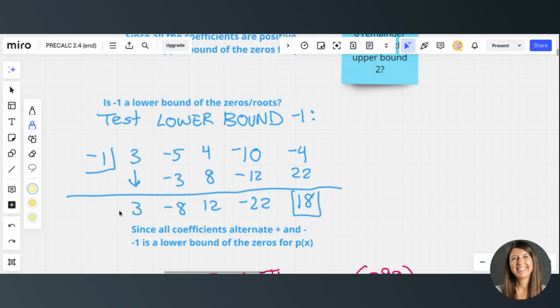But let's look at all the coefficients here, okay? So we go from positive to negative to positive to negative, okay? And since all the coefficients alternate from positive to negative, this confirms that negative 1 is a lower bound of the zeros of p of x. So there is no zero or root of p of x that is smaller than negative 1.